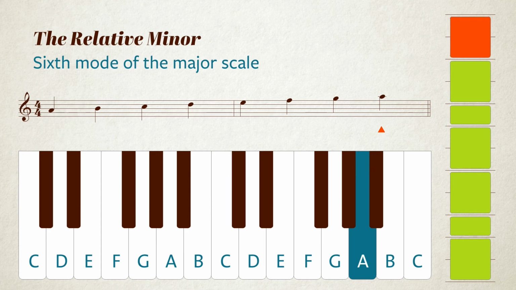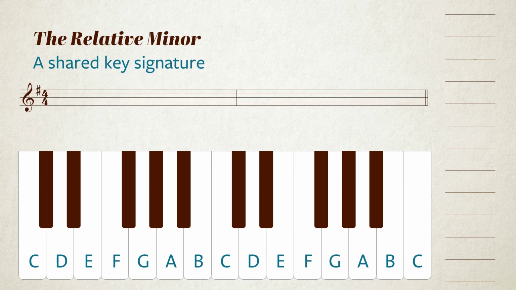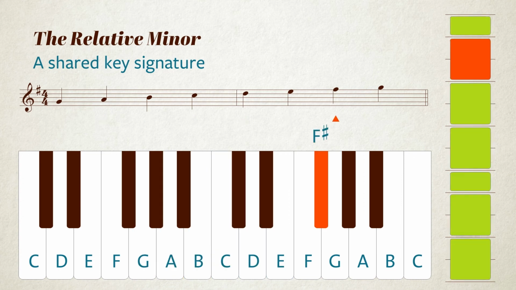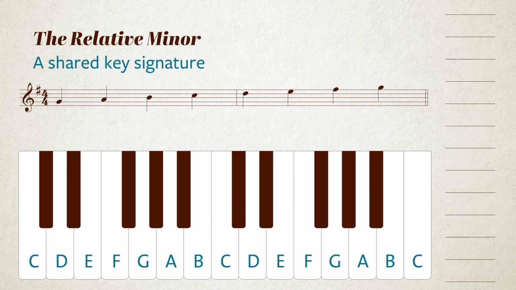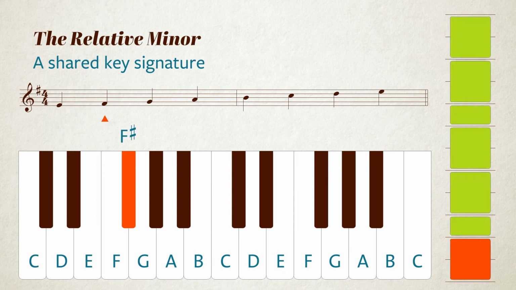Every major key has a relative minor key. It also means that the major key and the relative minor key share the same key signature. A key signature of 1 sharp, for example, could either signify that the piece of music is in the key of G major, or it could equally mean that it's in the relative minor. In this case, where the sixth note of G major is an E, the piece could also be in E minor.